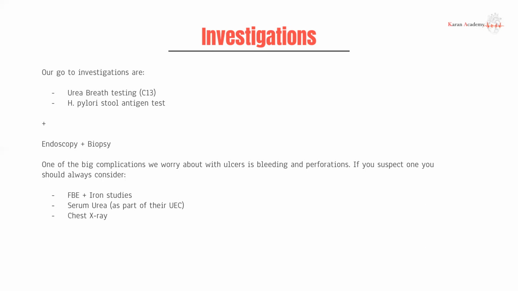And this would be part of your UEC screen. So urea, electrolytes, and creatinine. As you know, urea can go up with chronic kidney disease as well. What's special about upper GI bleeds is that in those cases, you see a high serum urea, but a normal creatinine. You can also then do a chest X-ray looking for a pneumoperitoneum, which would present as air under the diaphragm.